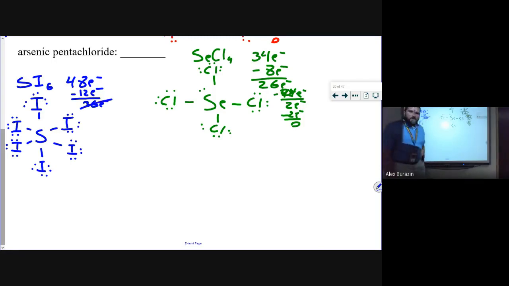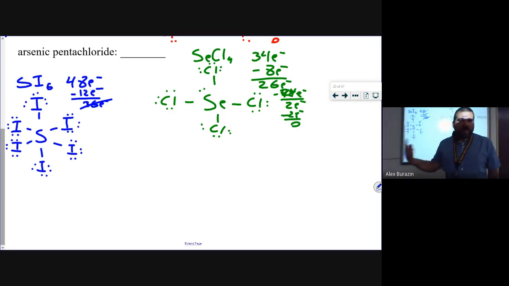This is the correct structure. We have a sulfur in the middle with 6 bonds, 1 to each of the iodines. All of the iodines have 1 bond and 6 lone pairs. Again, you're more than welcome to check your formal charge. It's all 0. This is the correct structure. Coordination number of this molecule is 6.